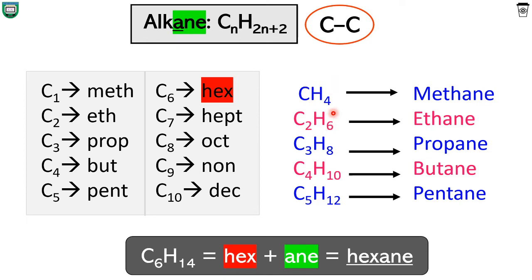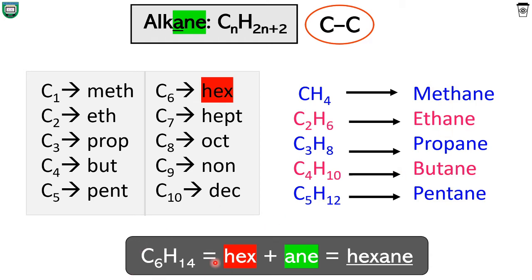If you look at C2H6, this molecule has 2 carbon atoms, so we are going to use eth as the root name. And if we substitute n equal to 2 in this general formula, 2 multiplied by 2 is 4, plus 2 is 6. So H6. So this molecule satisfies the alkane general formula. That means this molecule is an alkane. So we will use ane as the suffix. So ethane. Similarly, we can name the different alkanes as here.